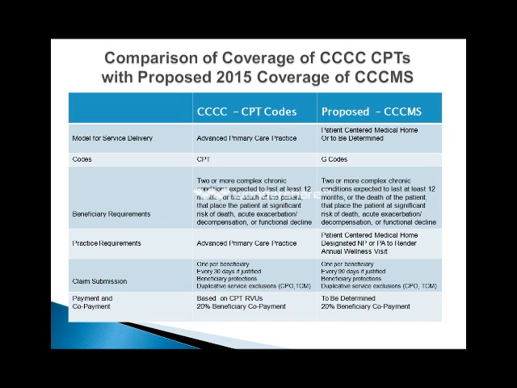Payment and copayment, there was an RVU buildup on the 4C codes that, again, were expected to come into coverage and payment based on the relative value unit work that was accomplished. However, for the proposed chronic care management services, under this description that CMS proposes, that has not been evaluated nor determined, but they do say that there again would be a 20% beneficiary copayment.